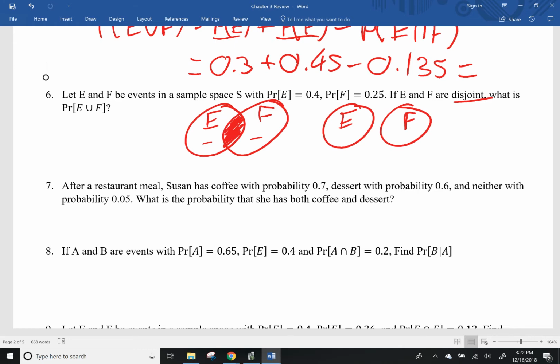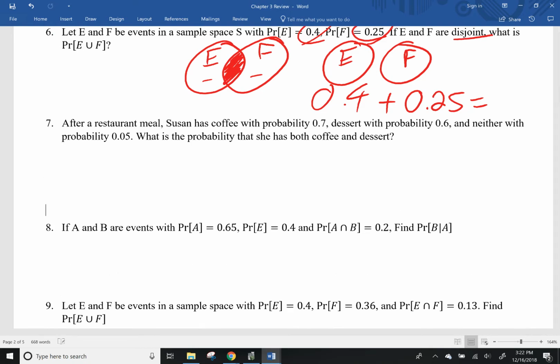So simply, when it's disjoint, we're just going to add these values together, and we don't have to subtract anything from it because there is no overlap region. So the answer is 0.4 plus 0.25, which I believe is 0.65, will be the answer to that problem.